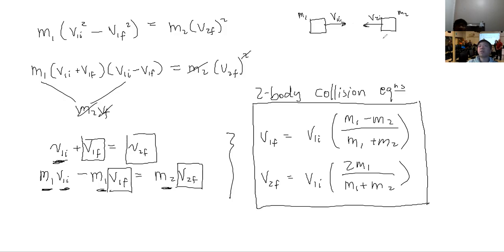So this is in the frame of the ground. Then you see both boxes moving. However, in the frame of box two only, if you were standing on top of box two, the velocity of anything with respect to itself is zero, because you're never moving in relation to yourself. However, what is the velocity of box one with respect to box two?